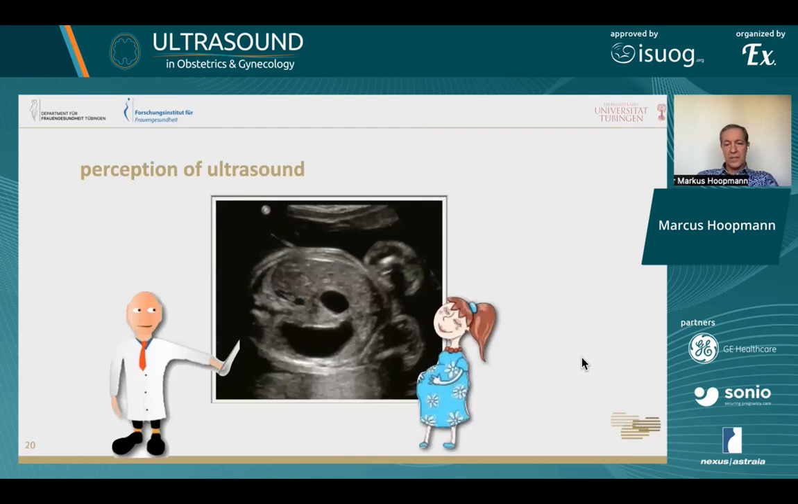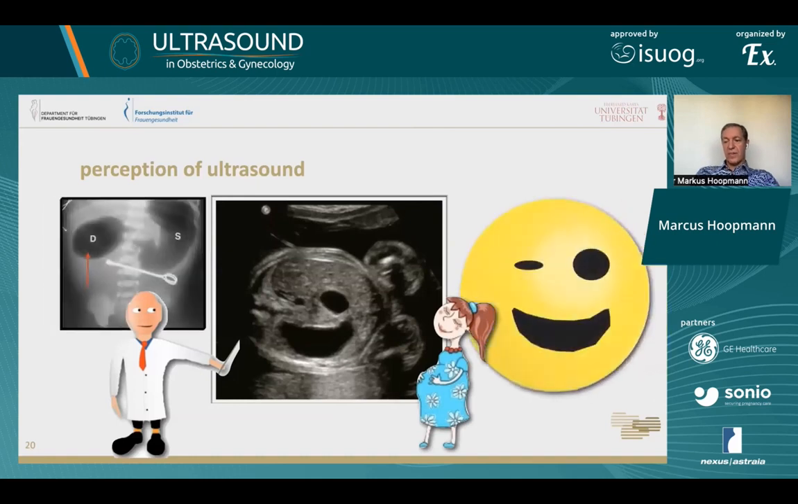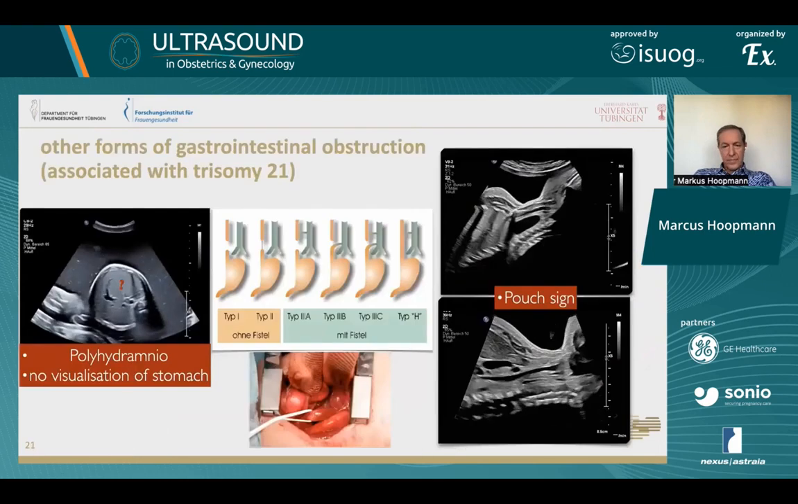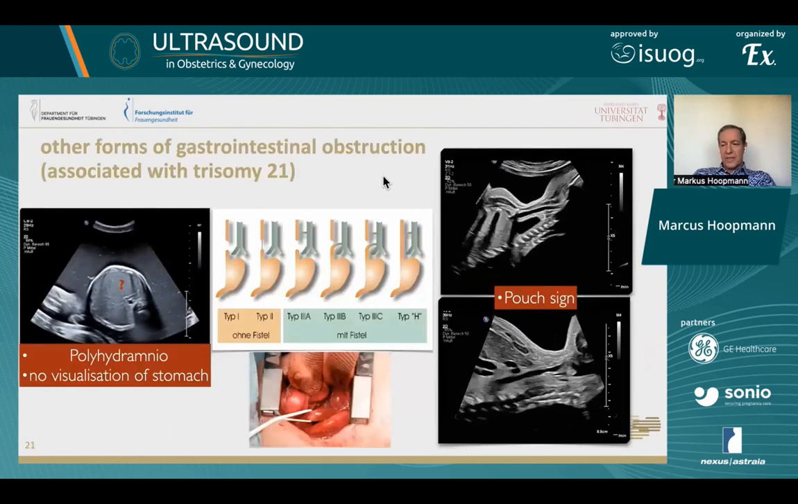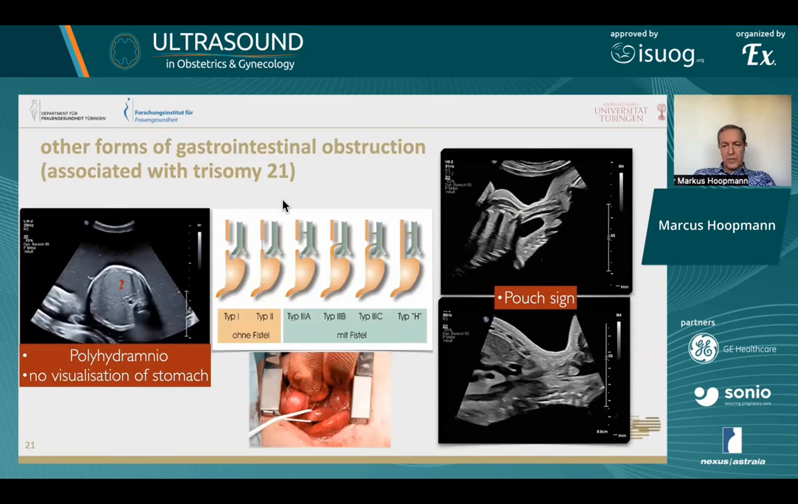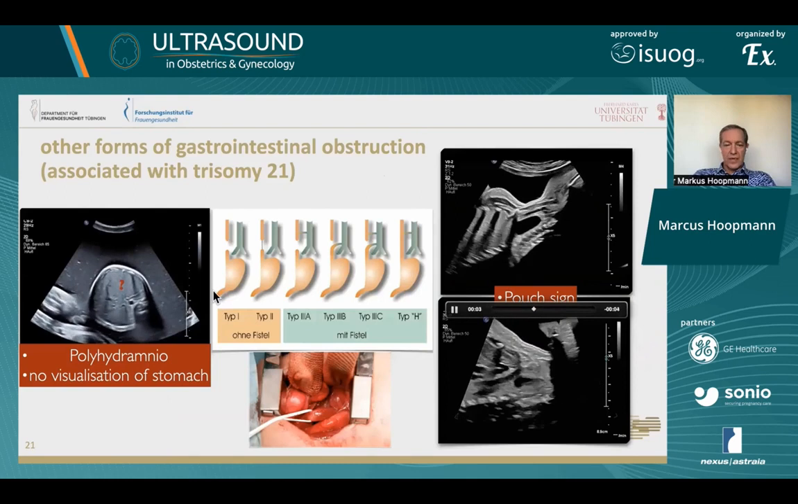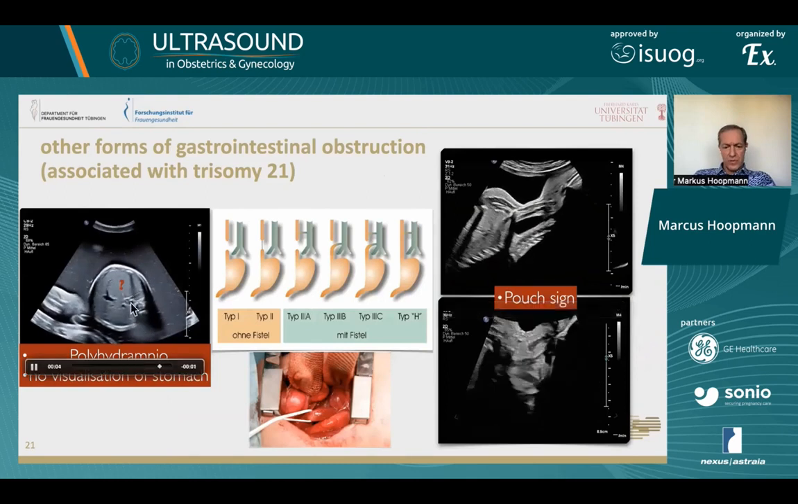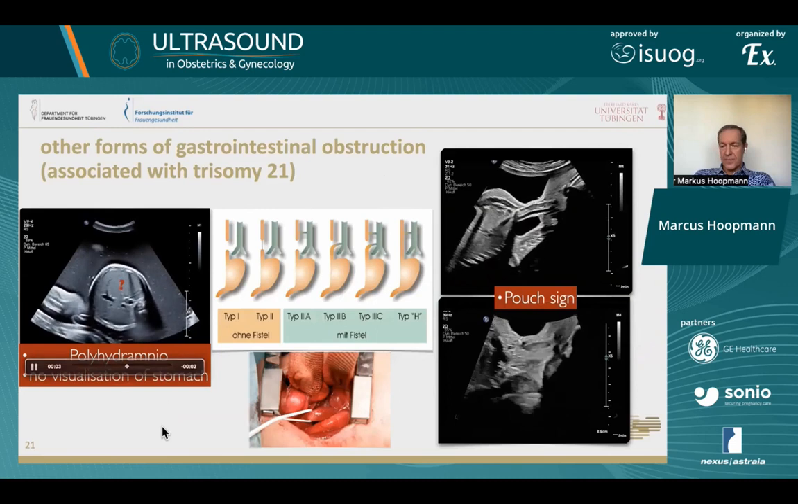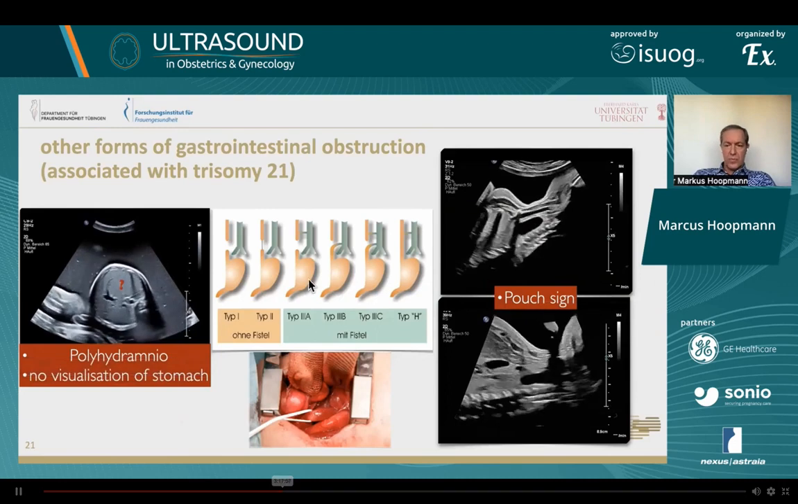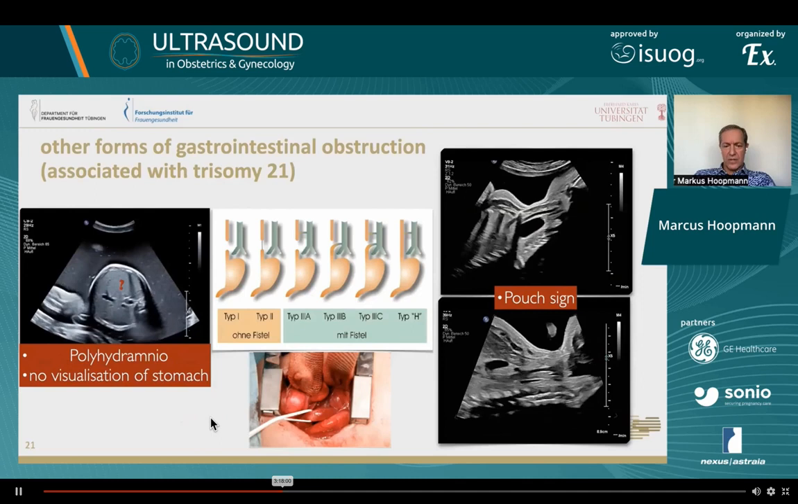And a small hint, when you see the sign, don't think it's obvious to the patient what you see. You think, oh, it's a double bubble and it's a duodenal stenosis, and the pregnant woman thinks, oh, it's my baby, it's fine, it's smiling, it's a face. The next form of gastrointestinal obstruction is the esophageal atresia. Here you also will have a lecture. And here you see the typical pouch sign and the non-visualization of the stomach. But you know, there can also be fistulas, which are much harder to detect.